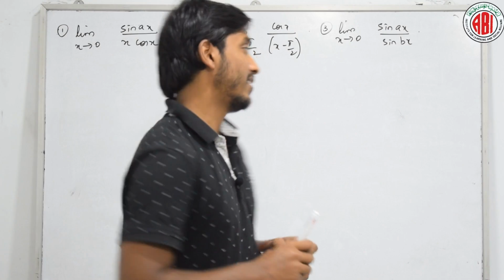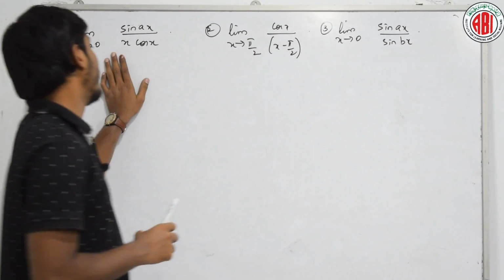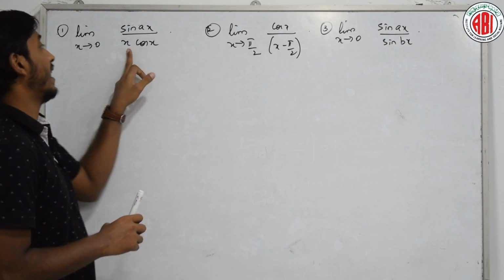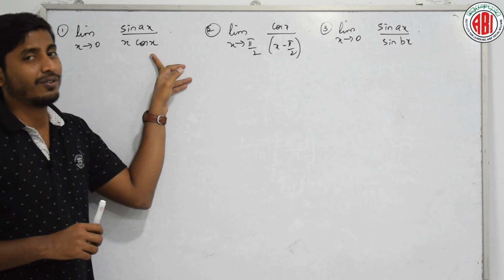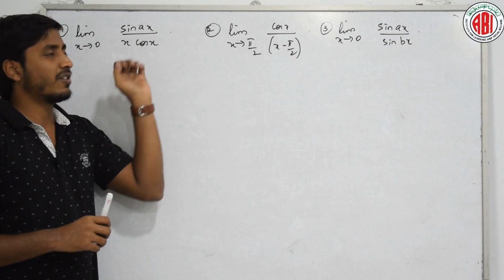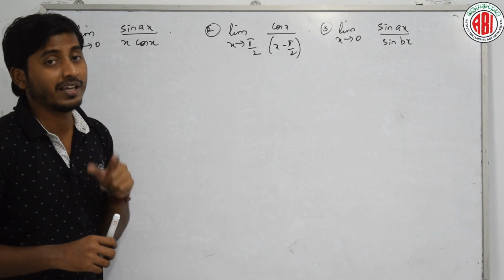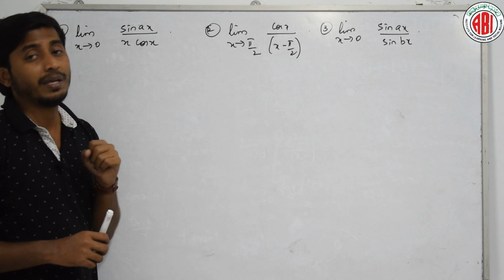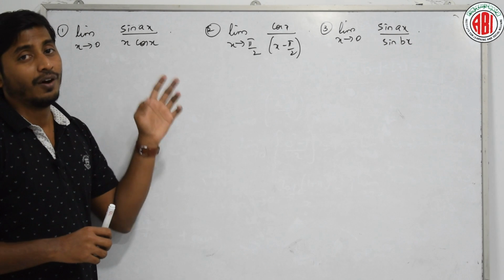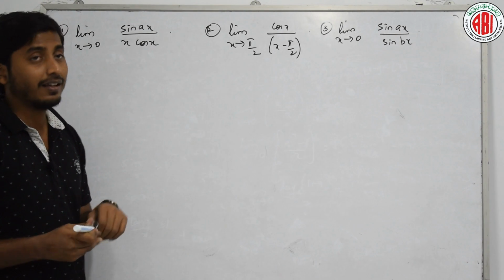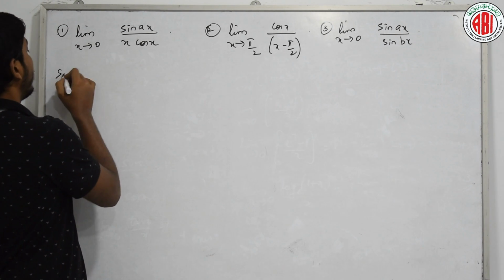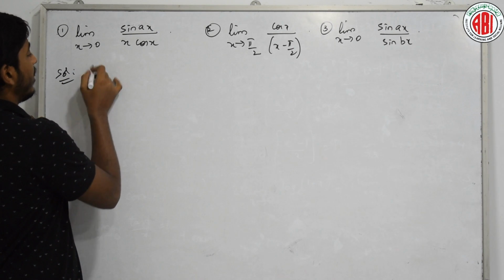Let's start. See here, they are asking us to compute this limit: limit x tends to 0 sin ax by x cos x. How to do? Do we have any formulas based on sin x? Yes, we have, that is limit x tends to 0 sin x by x. I already told you to be perfect with the limits formulae by this session. Clear? Fine. Let us separate everything.